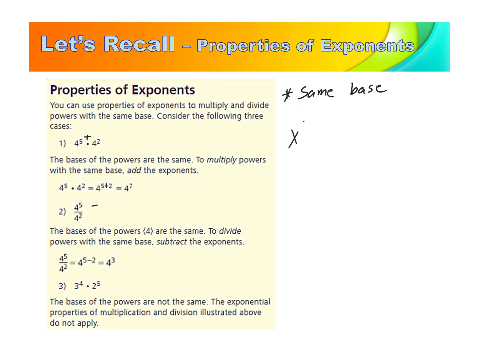So if we have x squared times x cubed, we're going to get x to the 5th because we add them. If we have x cubed divided by x squared, we're going to subtract, so we're going to get x to the 1st power, or just x. We'll get to some other properties as we do examples, but these are the two that this slide covers.